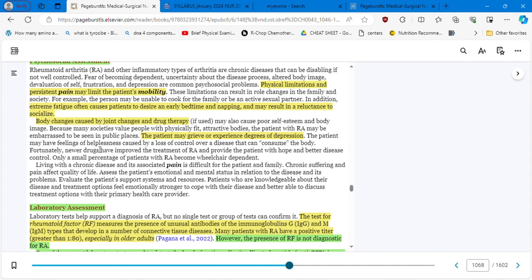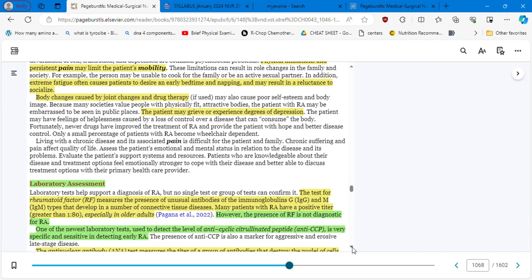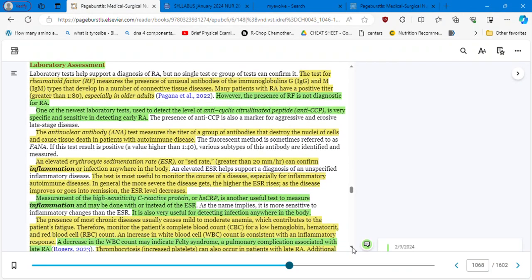Body changes caused by joint changes and drug therapy are also going to cause poor self-esteem. The patient may grieve or experience degrees of depression. Yes, as I was mentioning before, this is not an easy disease.